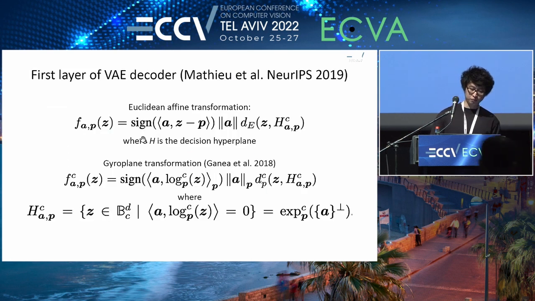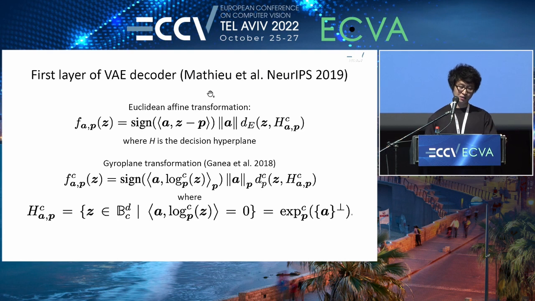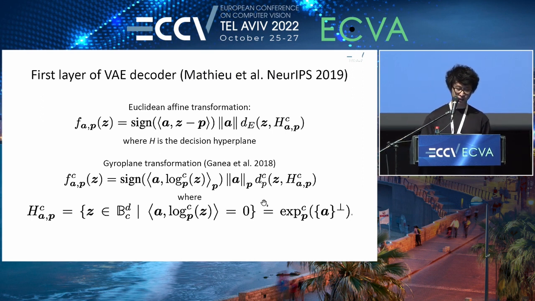And some papers find, so this subsequent paper, Mathieu et al., finds that having the first layer accommodate this hyperbolic latent geometry is beneficial to the performance of these hyperbolic VAEs. The idea is to generalize this Euclidean affine transformation, the Euclidean linear transformation, by writing it in the following form, and then translating each part into hyperbolic space using the logarithmic map and other hyperbolic computations.